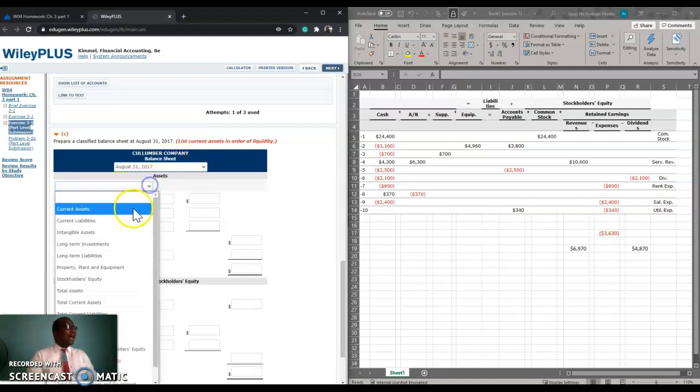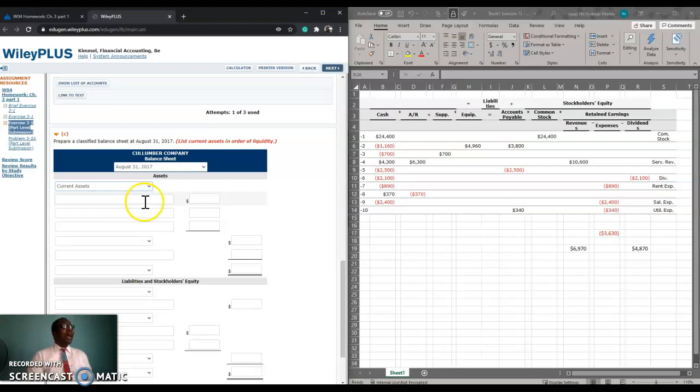And then we start with our current assets. We have 3 current assets over here. You have cash, you have accounts receivable, and we have supplies. Those are our current assets. Then we have equipment, which are our long-term assets. So for the very first one, we start with cash. Immediately you start typing, it will show for you to choose from.